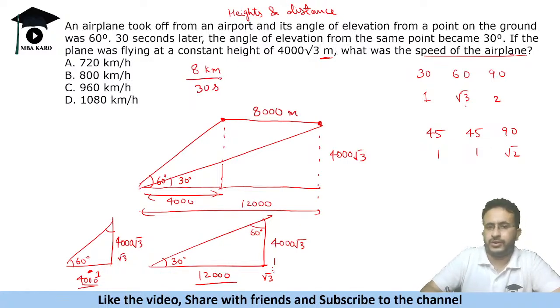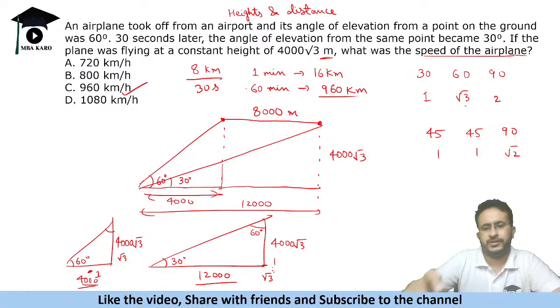Okay. So in 1 minute, it will go 16 kilometers. It means in 60 minutes or 1 hour, 60 into 16, it will go 960 kilometers. So 960 kilometer per hour.